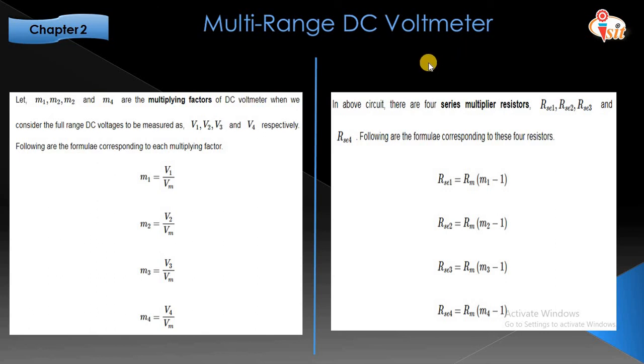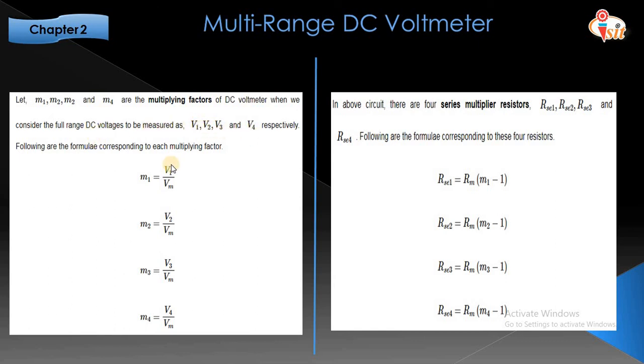The number of series resistances is 4. That's why there are 4 multiplying factors, M1, M2, M3 and M4. These are the 4 multiplying factors to obtain different ranges such as V1, V2, V3 and V4. Suppose M is equal to what? V upon Vm. Then M1 is equal to V1 upon Vm, M2 is equal to V2 upon Vm, M3 is equal to V3 upon Vm, M4 is equal to V4 upon Vm.